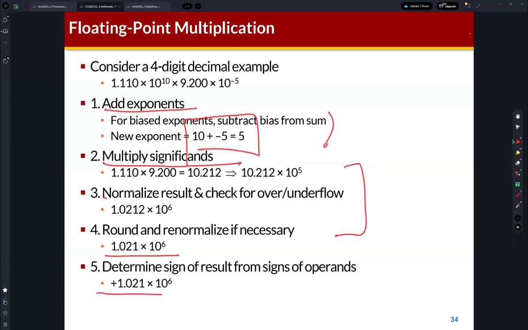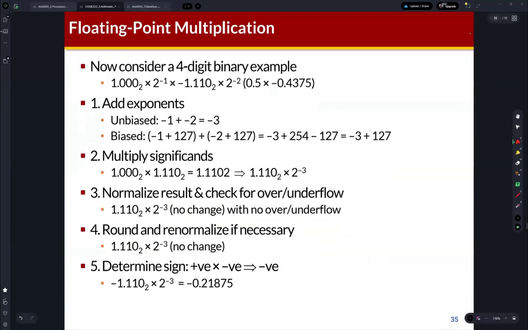And then the final step is we can just check the sign bit, right? It's because plus multiply plus is a plus, plus multiply minus is a minus. But it's very simple, right? So floating point binary is the same, right? Add exponent, multiply significand, normalize, round, and determine the sign bit, right?